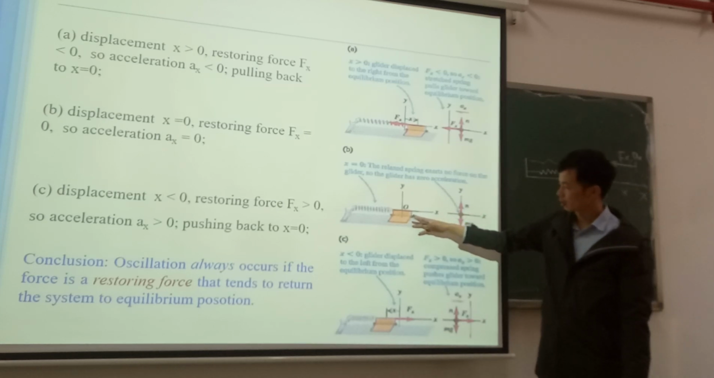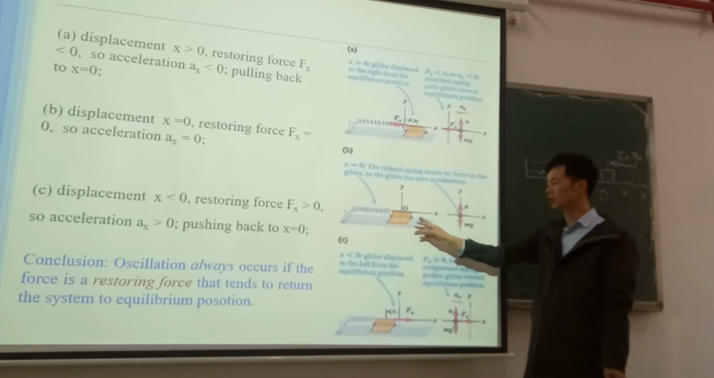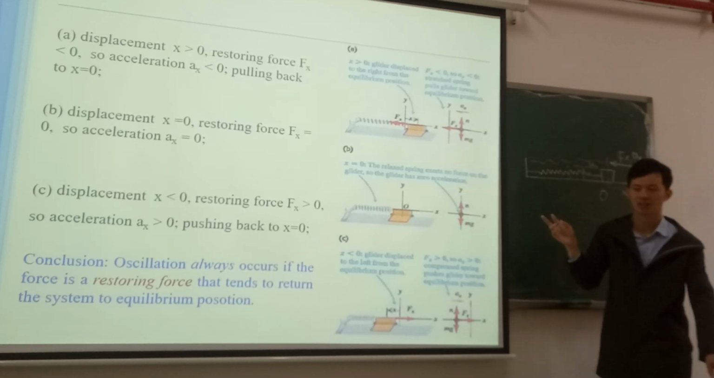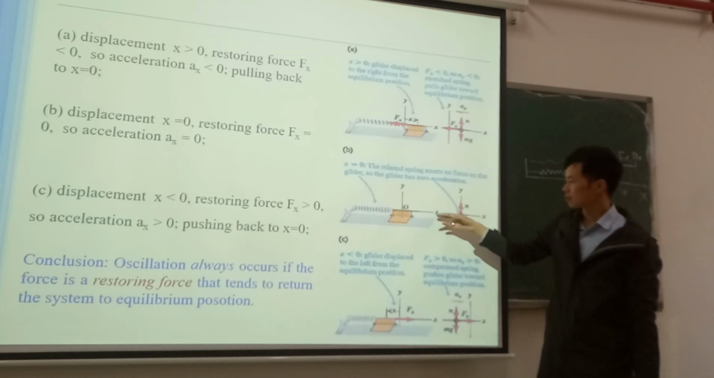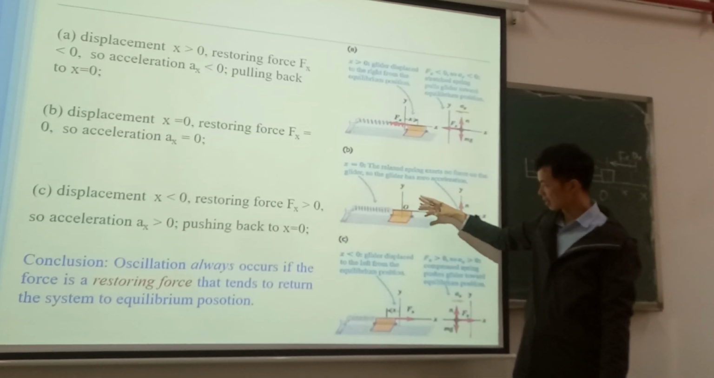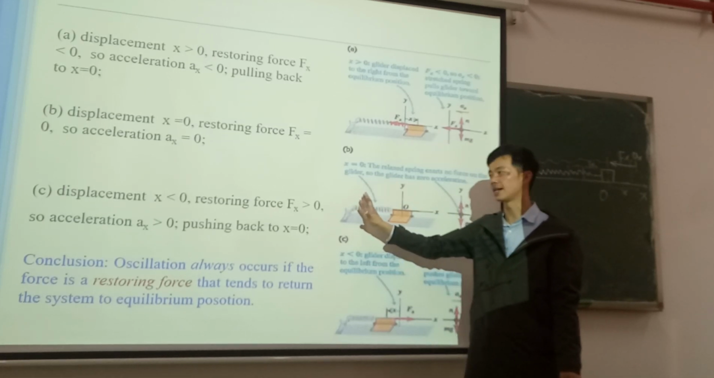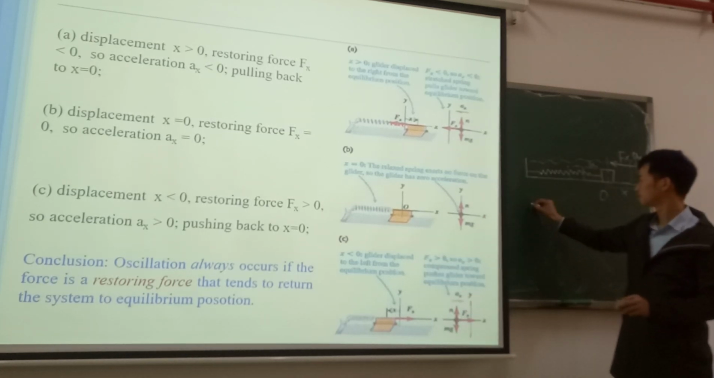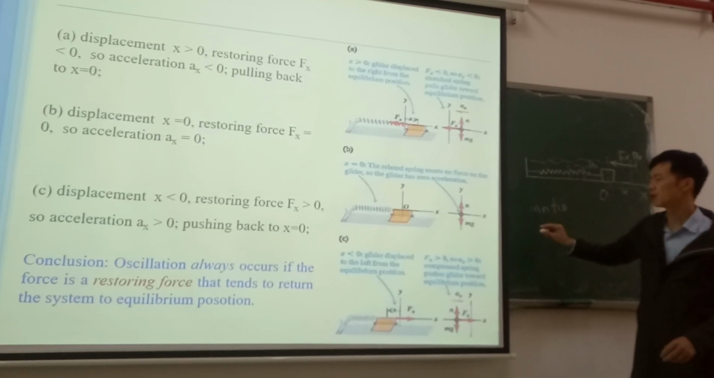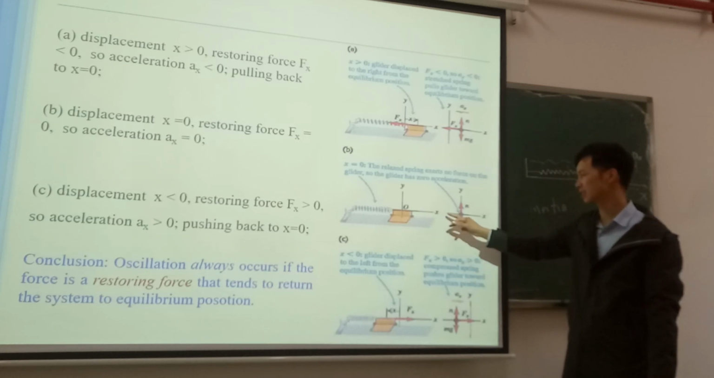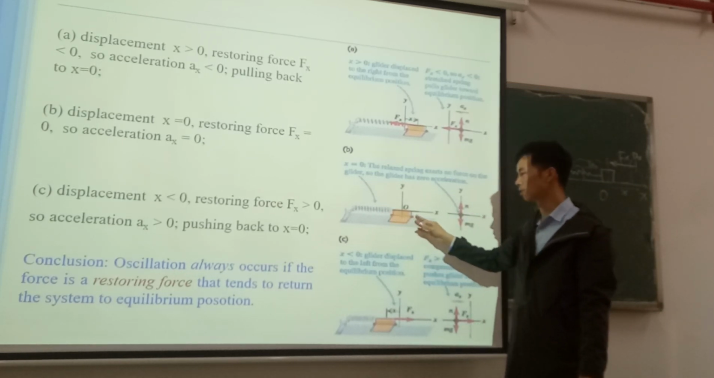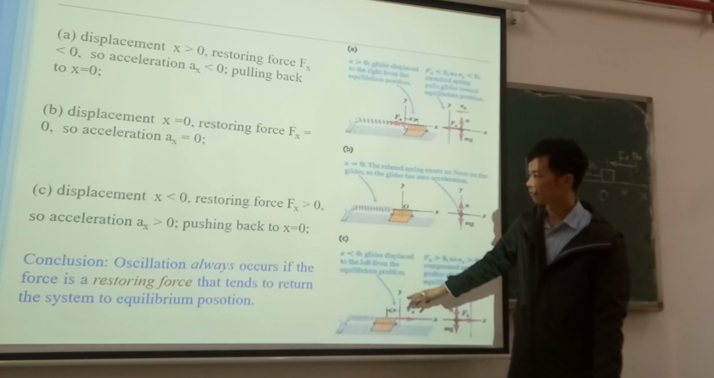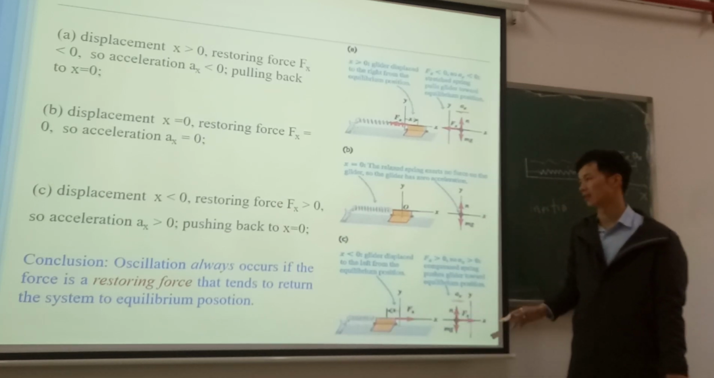Now the body at this position has 0 acceleration, but the body will have a velocity. The body still has a velocity, so the body will still move to the left hand. This is because of the inertia. Because the body at this point has a velocity pointing toward the left hand, the body will still move to the left hand, and then the body will have a negative displacement.